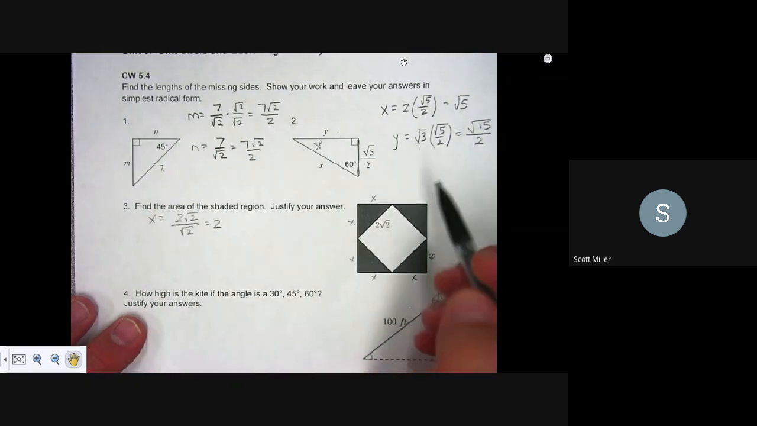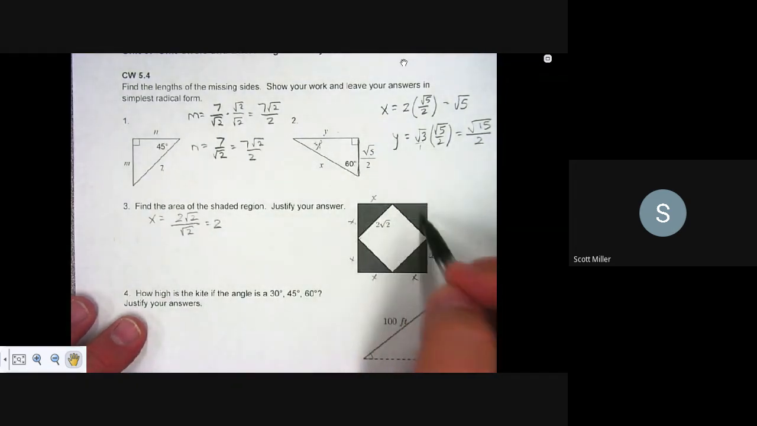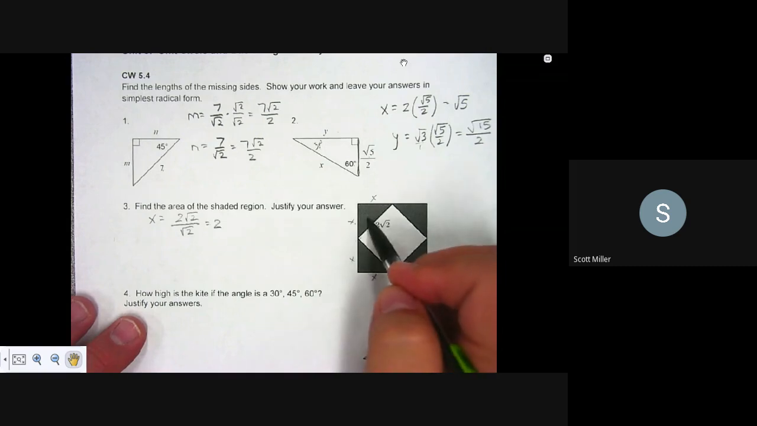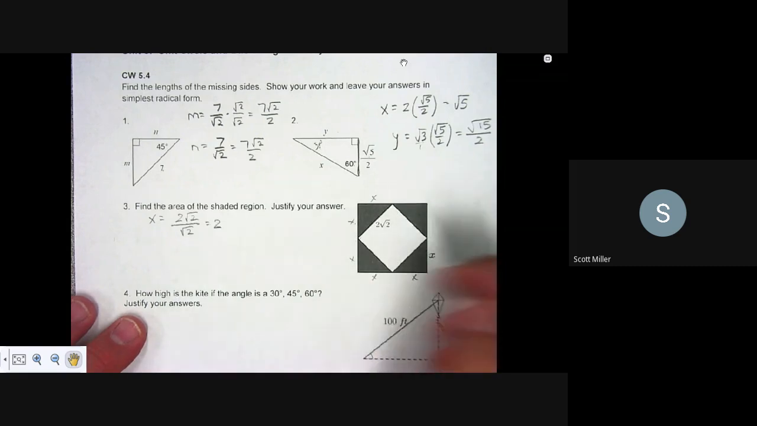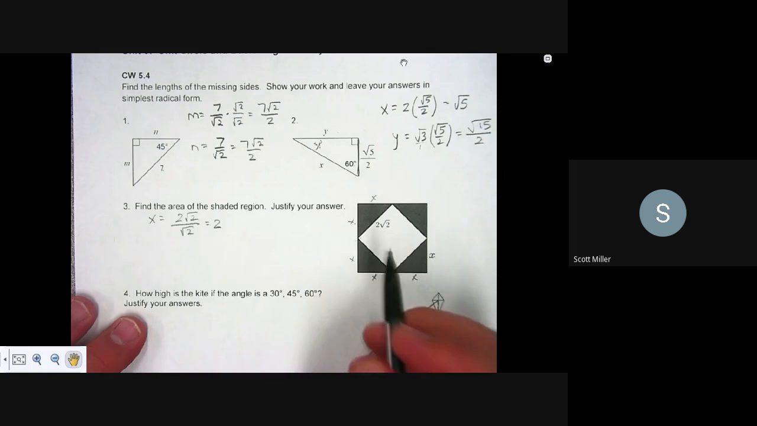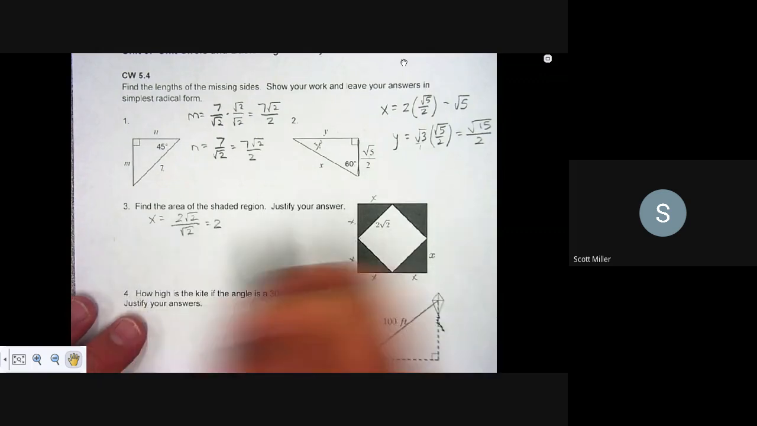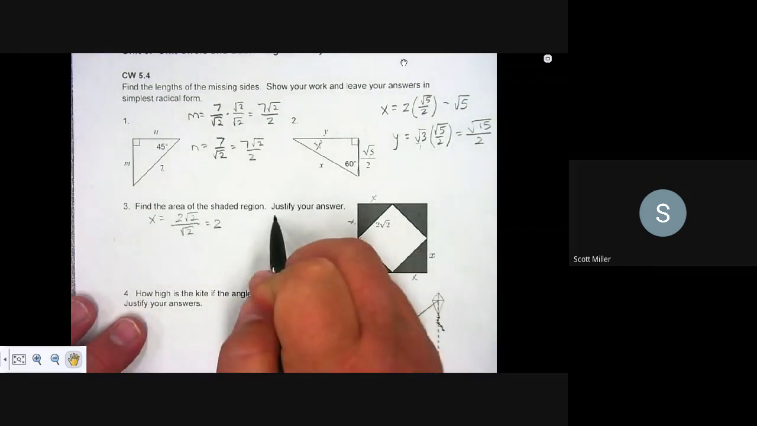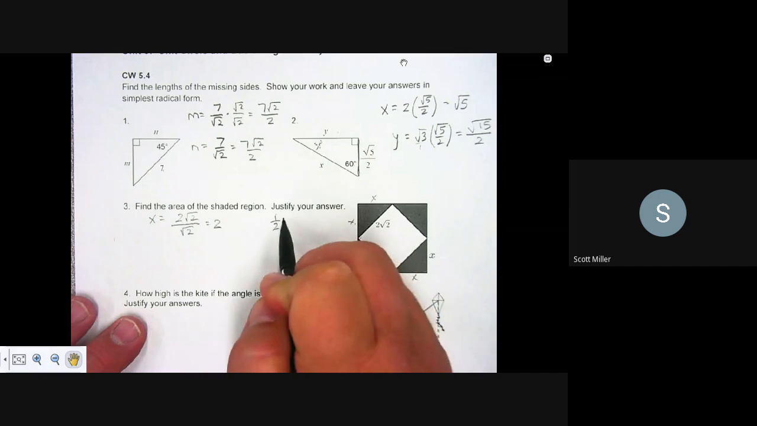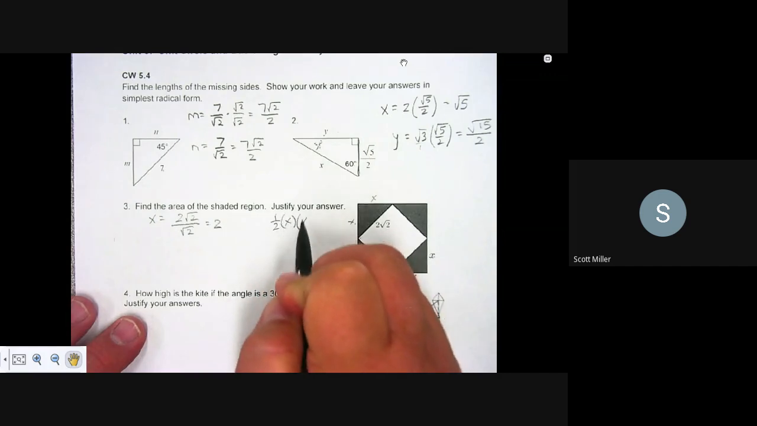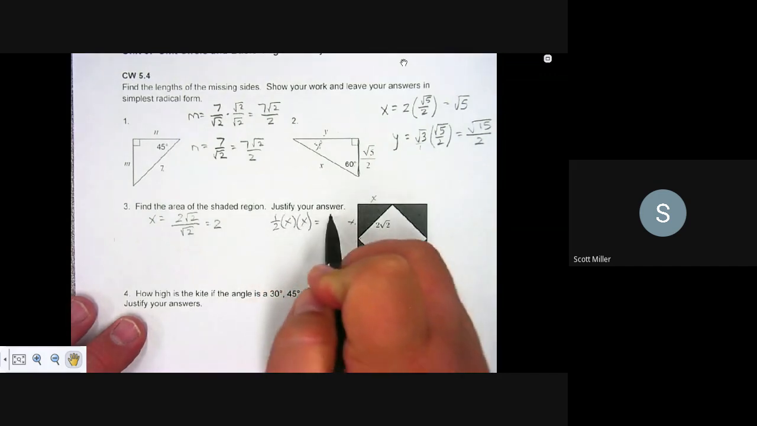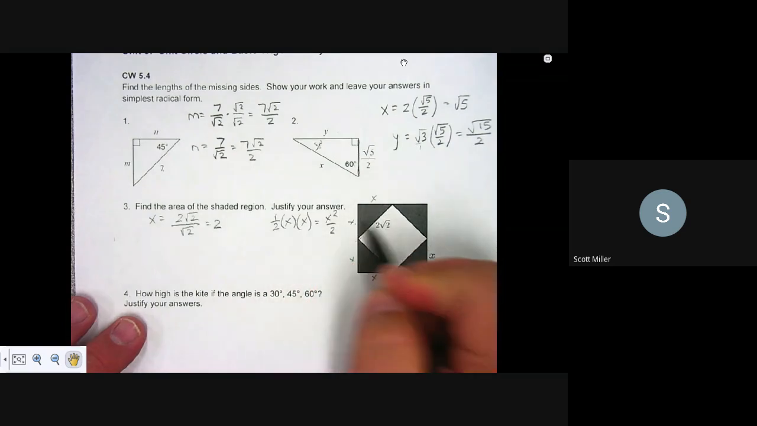Okay? And so then I can use that to find the area of the shaded region. And you can find the area of each triangle, times it by 4. Like I said, there's a lot of different things you can do. And so if I want to find the area of this triangle, it's 1/2 the base times the height. So it's x squared over 2, and I have 4 of those.